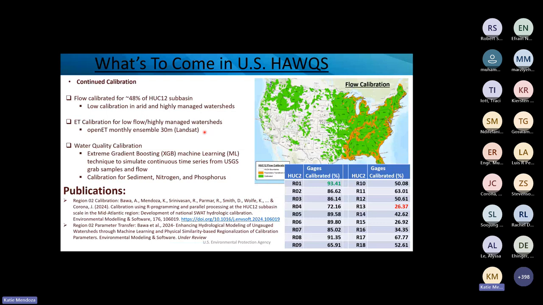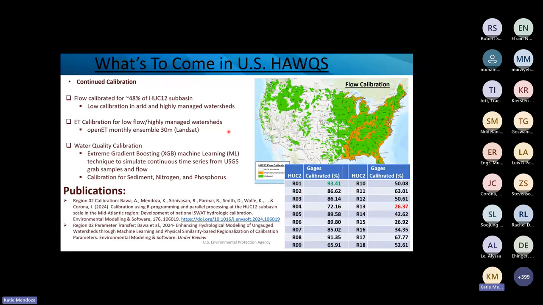So that was a little bit about what is currently in the HAWQS version 2.0, and I wanted to briefly mention some of the things that are coming to the US HAWQS and potentially could be coming to the US HAWQS. So there is definitely going to be continued calibration. Like I mentioned before, we had an effort with ORD EPA to calibrate the HAWQ12 datasets. And right now we had about 48% of all of the HAWQ12s that were flow calibrated. And what we were finding was that the flow calibration wasn't performing well in arid regions or highly managed watersheds.